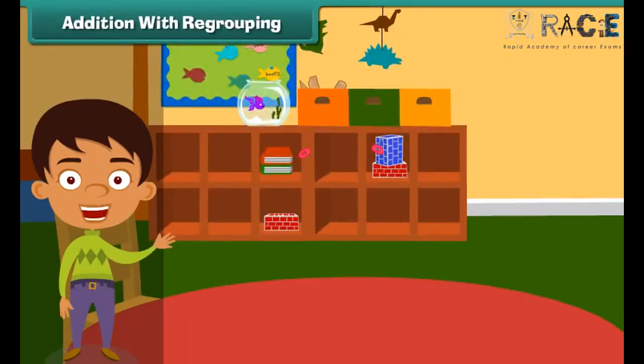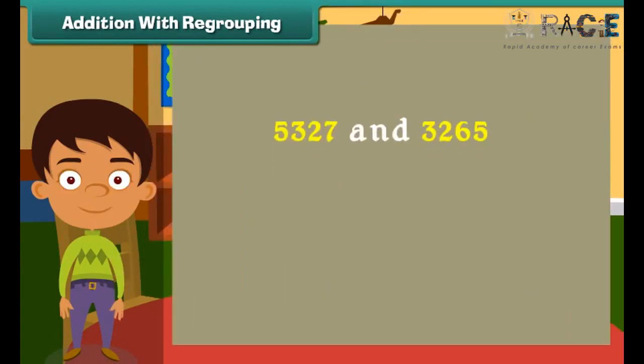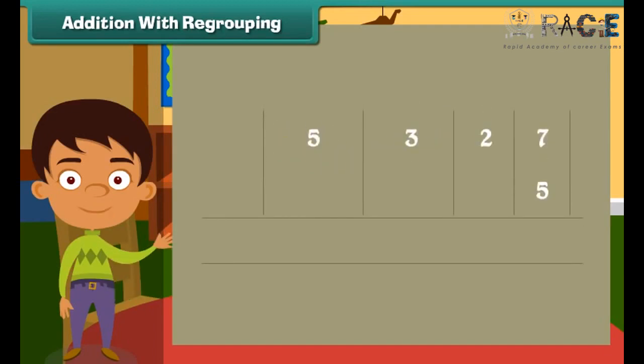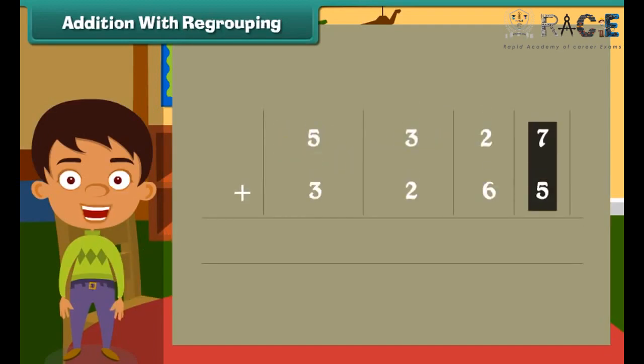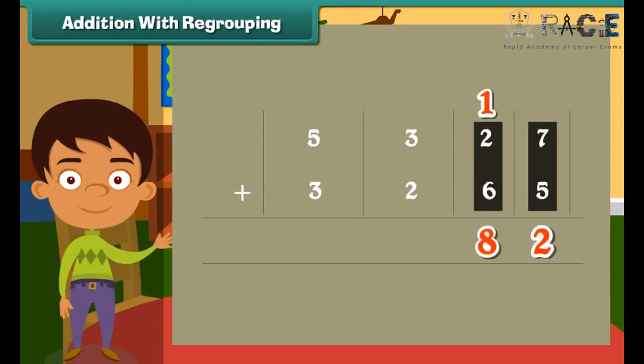Addition with regrouping. Let's try the addition of 5327 and 3265. We start by adding values at ones place, which is 7 plus 5 is equal to 12. Write 2 below in the ones line and write 1 above in the tens line. Next we move to add the tens. 2 plus 6 plus 1 is equal to 9.